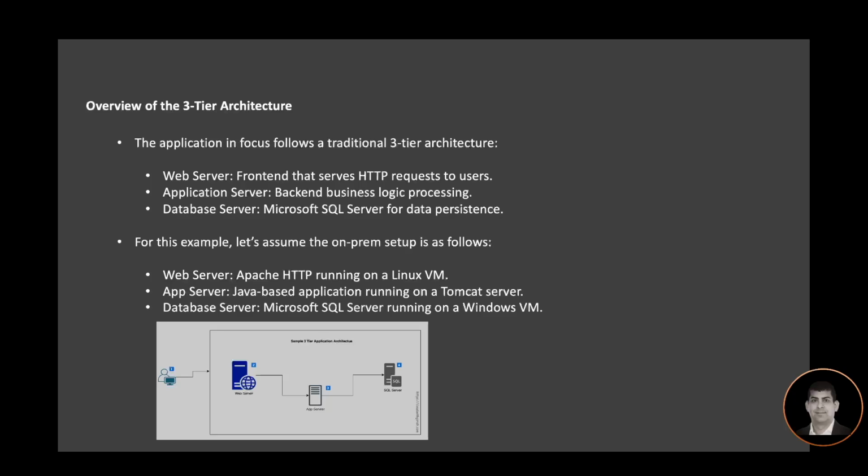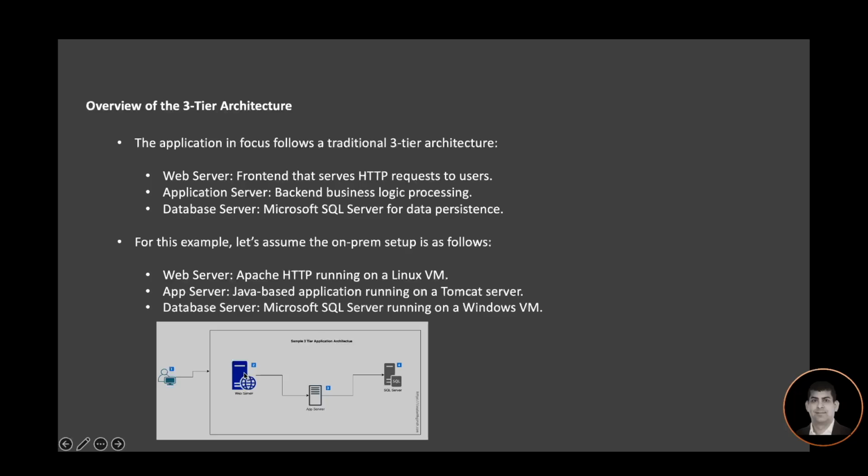So we have a web server, which is running an Apache HTTP on a Linux VM. And then we have an app server, a Java-based application running on a Tomcat server. And then we have a database server like Microsoft SQL Server running on a Windows VM. So this is just a simplified view, right? We have a web server, an app server, and a SQL Server. When the consumer comes, invokes it, looks for something, the web server passes the information to the app server, gets it from the SQL Server and returns it back, right?